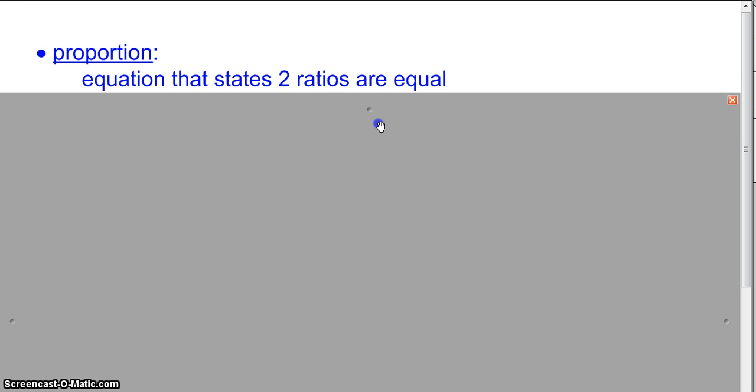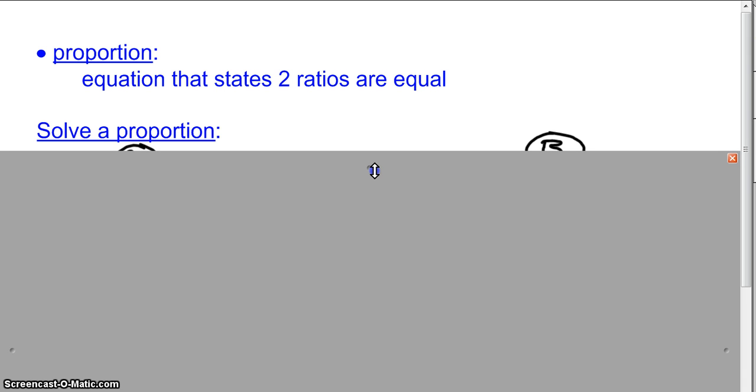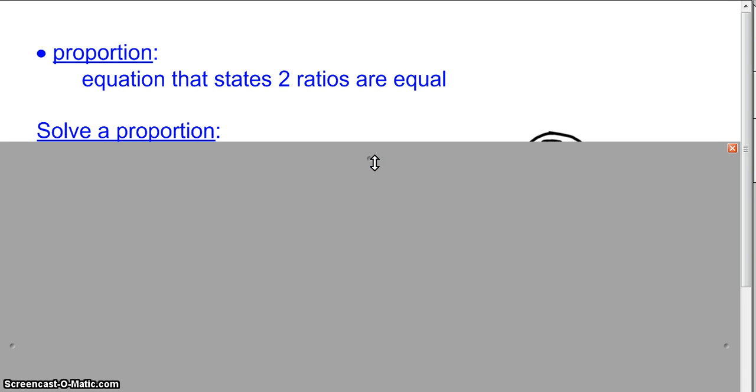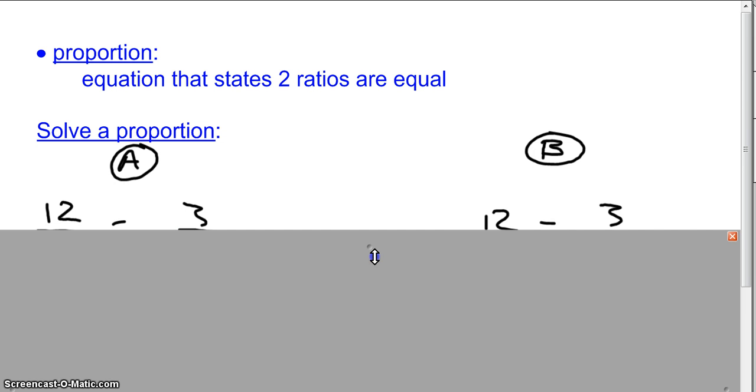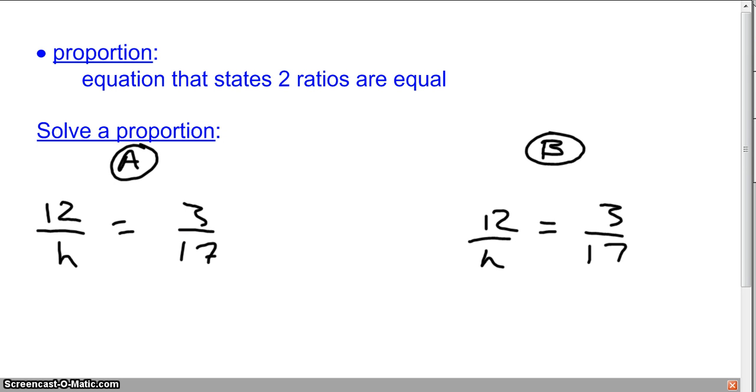What does a ratio have in common with a proportion? Hopefully you have an image in your mind of a proportion being an equation that states two ratios are equal. Awesome. Okay, so let's talk about how we might solve a proportion. There are two popular strategies for solving proportions. So let's set up the same proportion, and we'll call the first version A and the second version B.